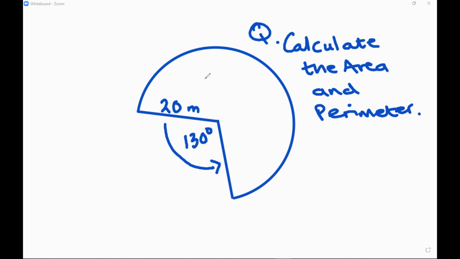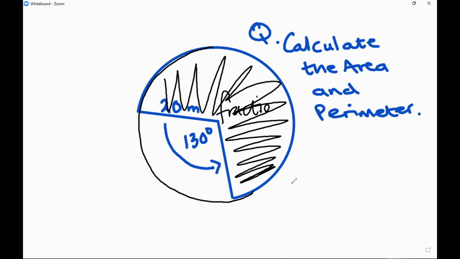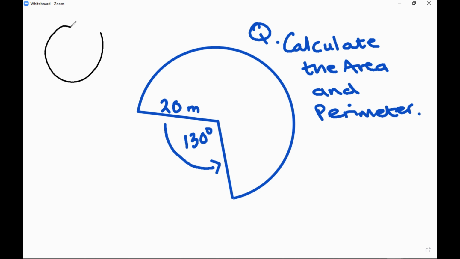We need to calculate the area and the perimeter for this shape. All right. So the first thing I need to realize is that this entire shape here is a fraction of a circle. It's a part of a circle. So if I want to work out the area, I've got to take a fraction of the entire area. I need the entire area, which is pi r squared, and I need to cut out that part over there, but I need to know what fraction that is. How do I find out what fraction this is? Any ideas?